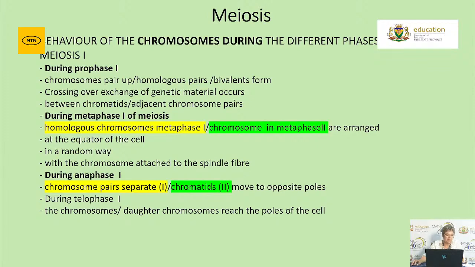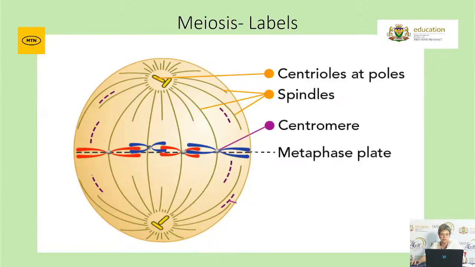So in metaphase 1, it is homologous chromosomes. And in anaphase, it is chromosome pairs that separated, or chromatids that separated. In metaphase 2, it's only chromosomes that are on the equator, like this one. In this case, there's only chromosomes on the equator. It's not homologous chromosomes, so therefore this will be metaphase 2.